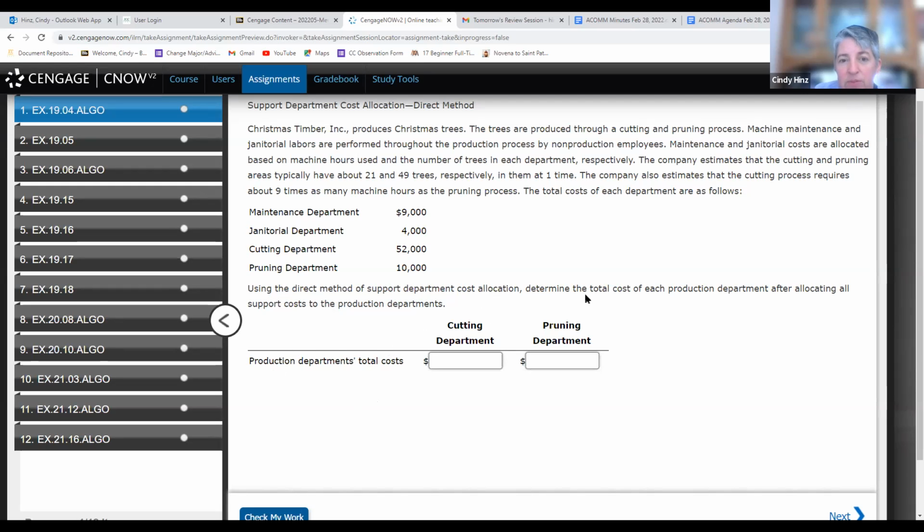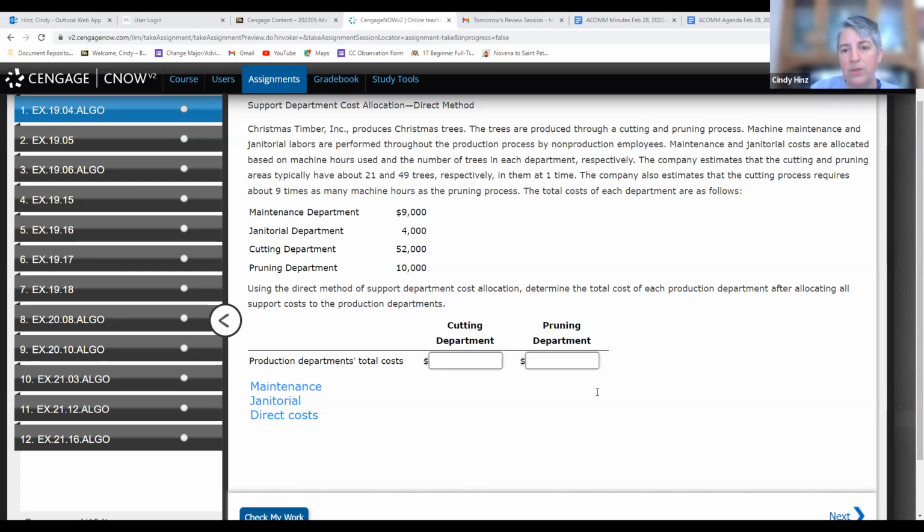Using the direct method of support department cost allocation, determine the total cost of each production department after allocating all support costs to the production department. Okay, so all we're being asked here for is the total. So I'm going to add a couple of rows in here to our table: maintenance and janitorial, and then the direct costs.